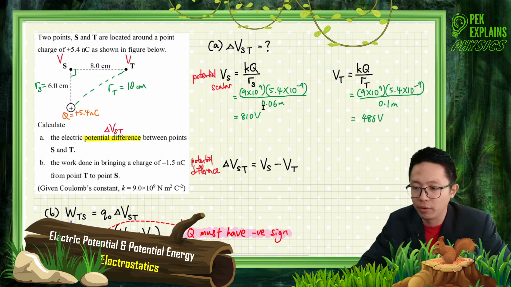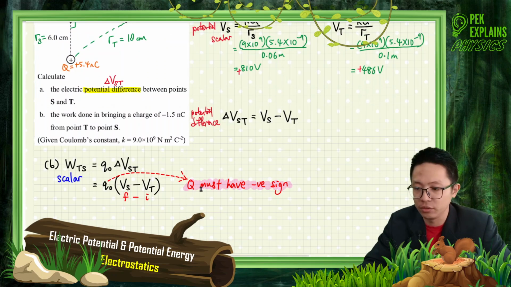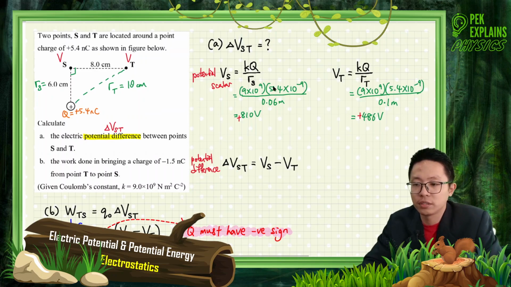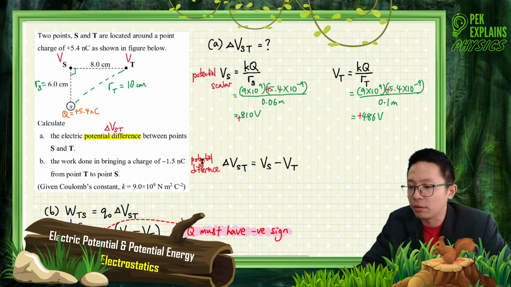Both are positive potential because the point charge is positive. If you have a negative point charge, you will have negative potential. The negative sign is a must. If the charge has a negative sign, you must substitute the negative sign. But luckily this charge is a positive point charge, that's why your potential is also positive. Never mind. Now find the potential difference.